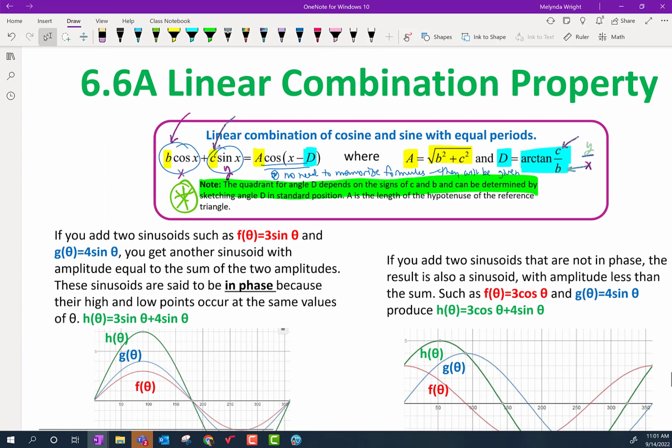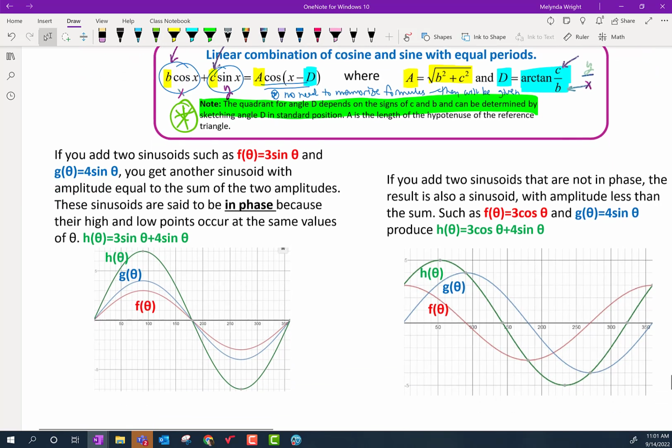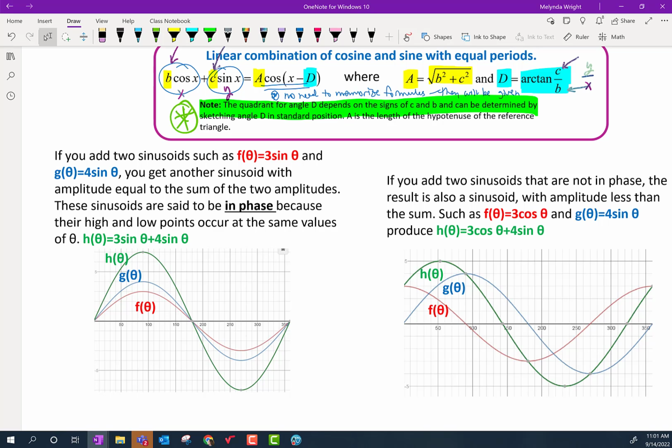Before we get to the examples, I just want to do some vocabulary with you. On this left graph, if you add 3 sine plus 4 sine, you get 7 sine, right? Those are sinusoids. A sinusoid, another vocabulary word, means cosine and sine. So they're said to be in phase. When we add them together, they're in phase because the high and low points happen at the same angle value. This is just vocabulary.